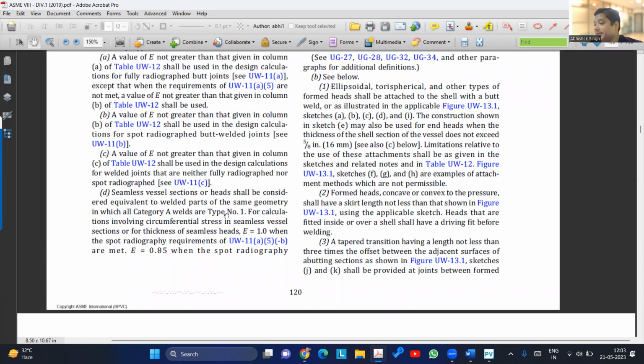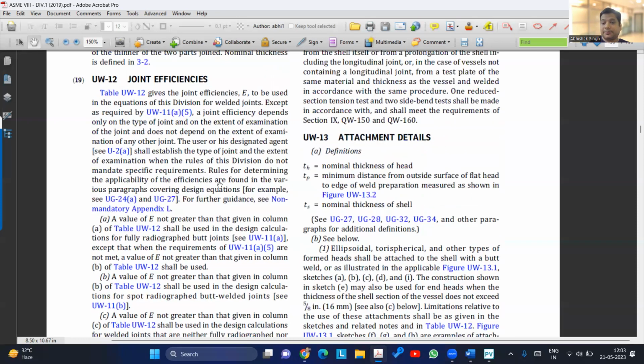Type number 1 means it is as good as having the best quality of weld, right? Because there is no weld. So seamless means the weld is perfect. By making it type 1, we try to simulate that the weld is as good as the base material. If that is as good as, then efficiency will become 1. Okay, sir, can you elaborate on UW-11(a)(5)(b)? Yeah, we can see that.